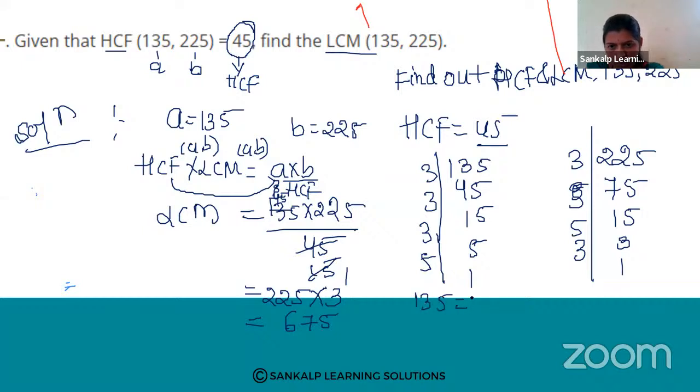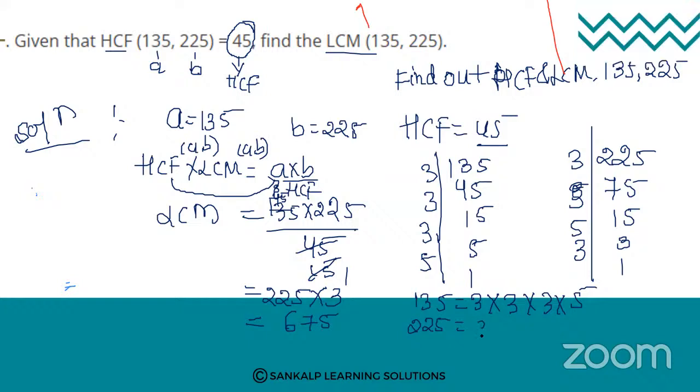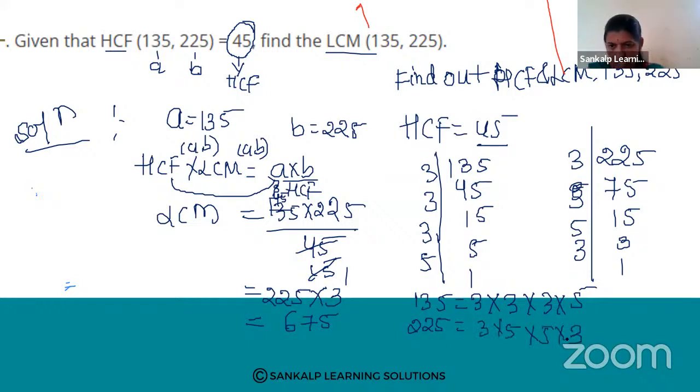135 is equal to factors are 3 into 3 into 3 into 5. Right? Next, 225 factors, what are they? 3 into 5 into 5 into 3. Yes. So, which number is common here? 3 is common. Next, here also 3 is there and here also 3 is there. Right? Here also 5 is there and here also 5 is there.